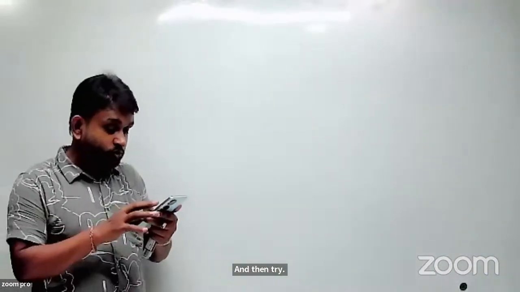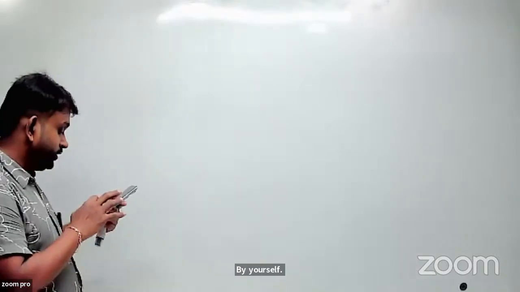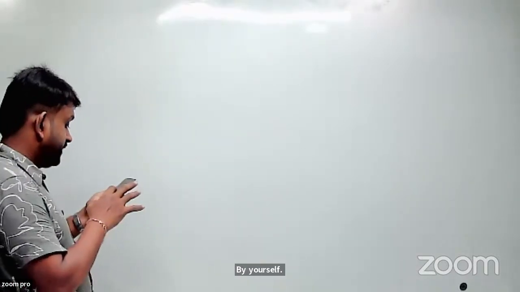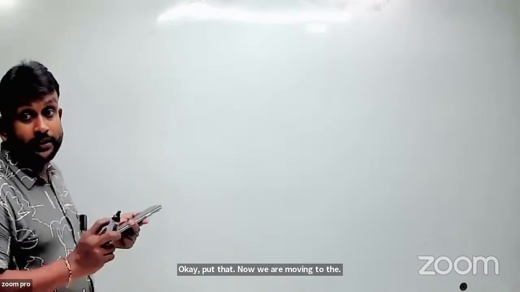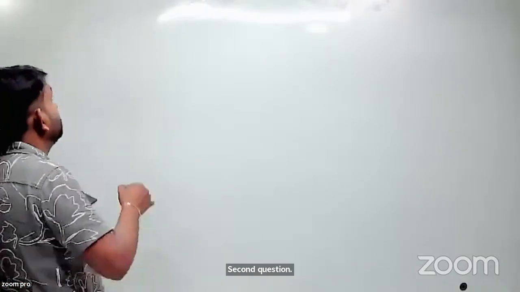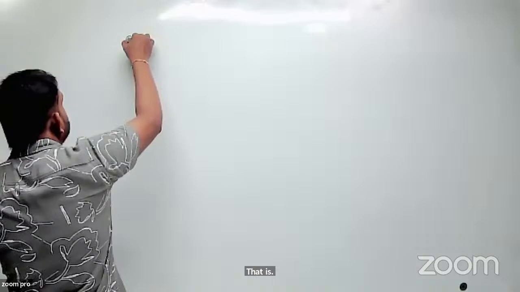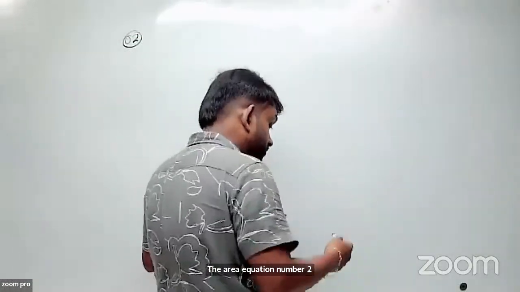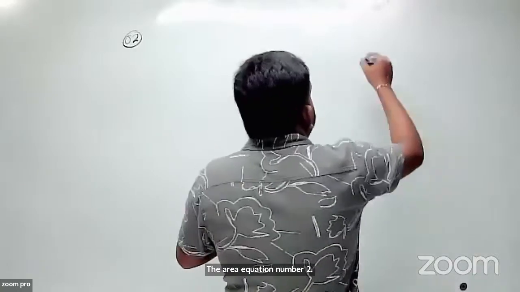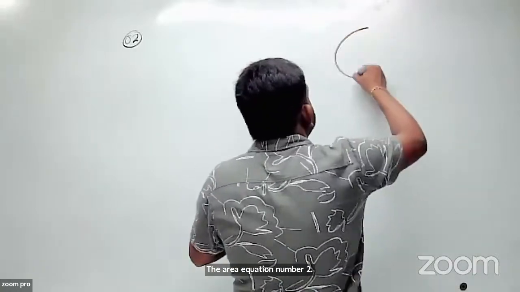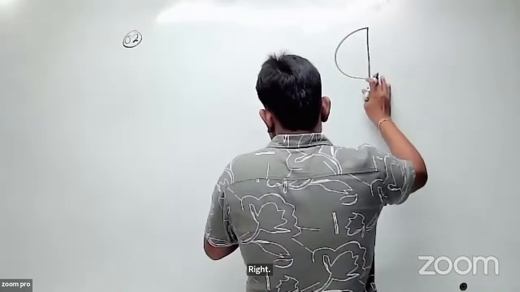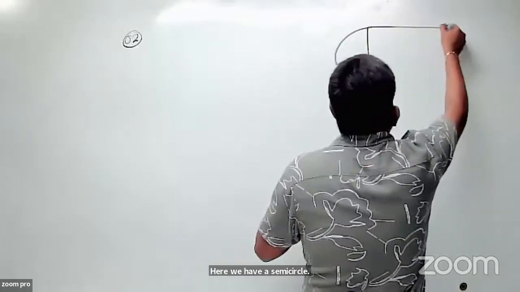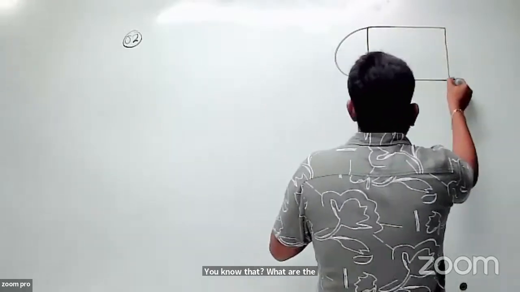Okay, now we are moving to the second question, that is the area question. See there, question number 2. Here we have a semicircle. You know what the sectors are in the O-level paper.